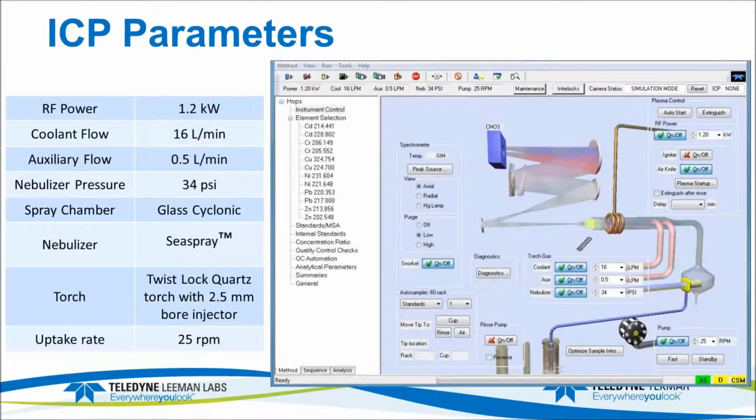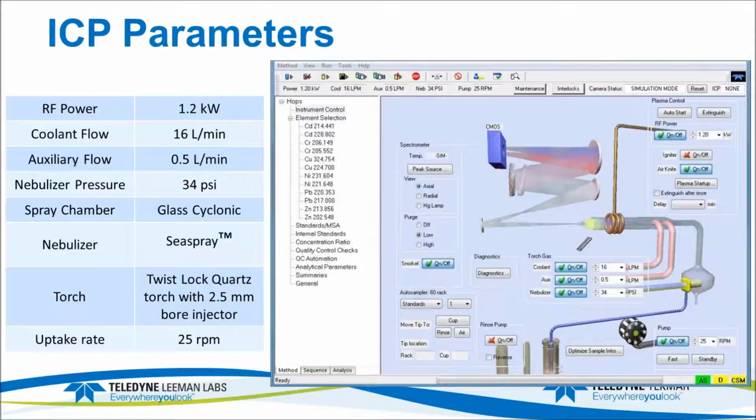The parameters for the analysis, whenever you have a method and whatever parameters are set, those will also be recalled. So we chose the power at 1.2 kilowatts. We ran the coolant flow a little higher than usual. The analysis was fast because of the detector, so we were able to run at sort of full flow. The torch can run anywhere from about 10 up to 20 liters a minute. A little bit of auxiliary flow, a little bit of dissolved solids.